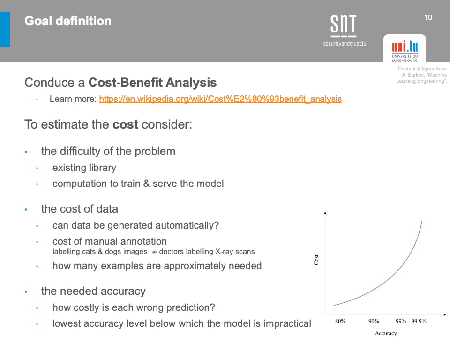Here is a figure representing the idea. If you need an accuracy of 80%, something like that, it will not be too costly. And if you want to increase the accuracy, at the beginning it will not cost you a lot, but the cost to go from 99% to 99.9% is very high, and it's a lot higher than going from 80% to 90%. So as you increase the accuracy, the cost will be higher and higher when you want to increase the accuracy by the same amount.